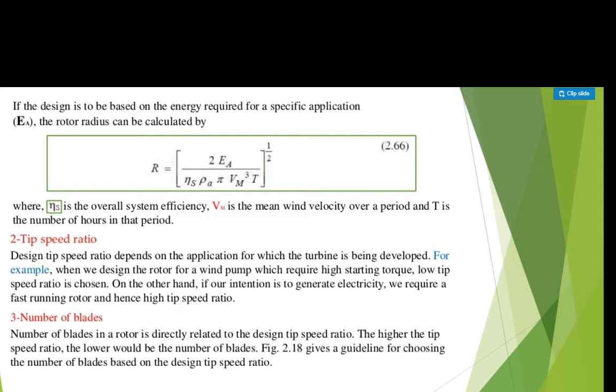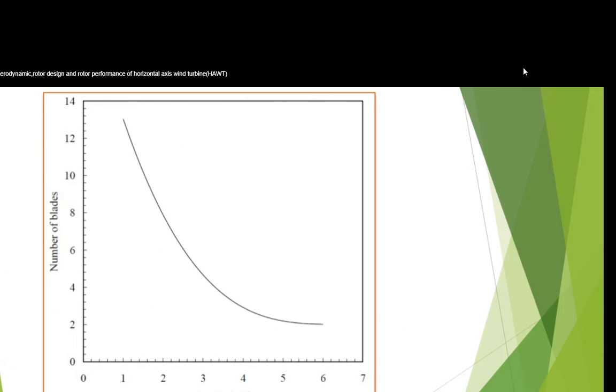The number of blades in a rotor is directly related to the design tip speed ratio. The higher the tip speed ratio, the lower would be the number of blades. This gives a guideline for choosing the number of blades based on the design tip speed ratio. This is the diagram, the curve, with the number of blades and the tip speed ratio.